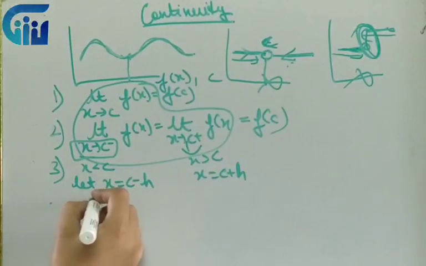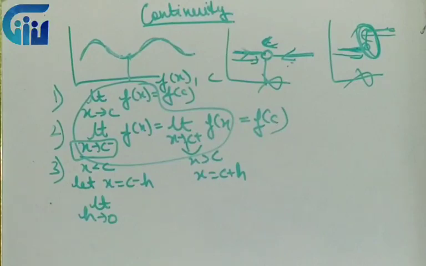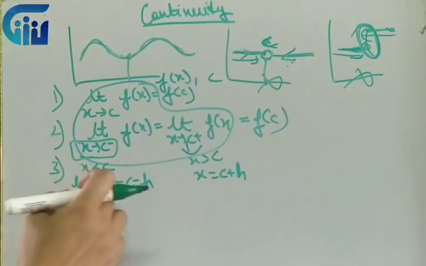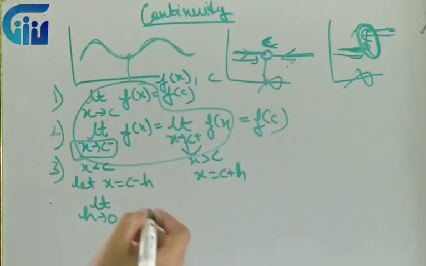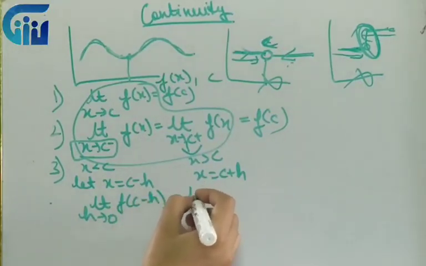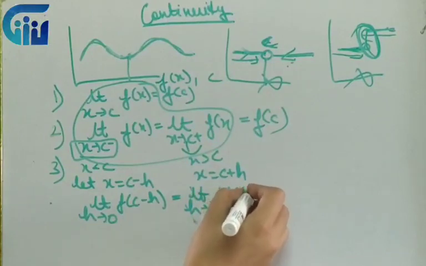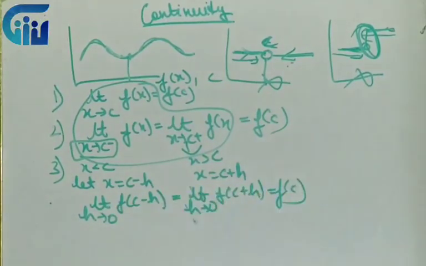So over here, the definition changes to limit h tending to 0. What is h? h is a very small value. Since x is less than c, how much less than c? It is slightly less than that value, by a very small amount. It is c minus h, where h is almost tending to 0. So we say limit h tending to 0 of f(c minus h) is equal to limit h tending to 0 of f(c plus h) is equal to f(c). We have these three definitions. It is one and the same definition written in three ways.